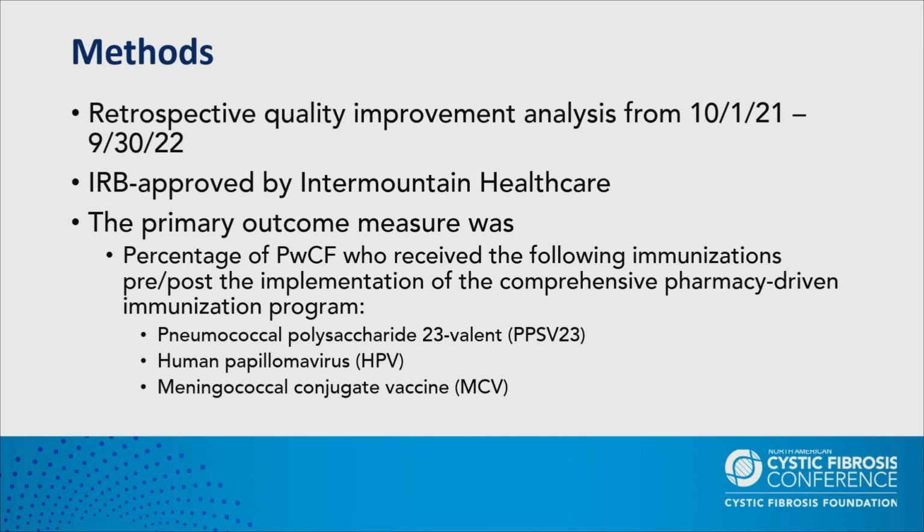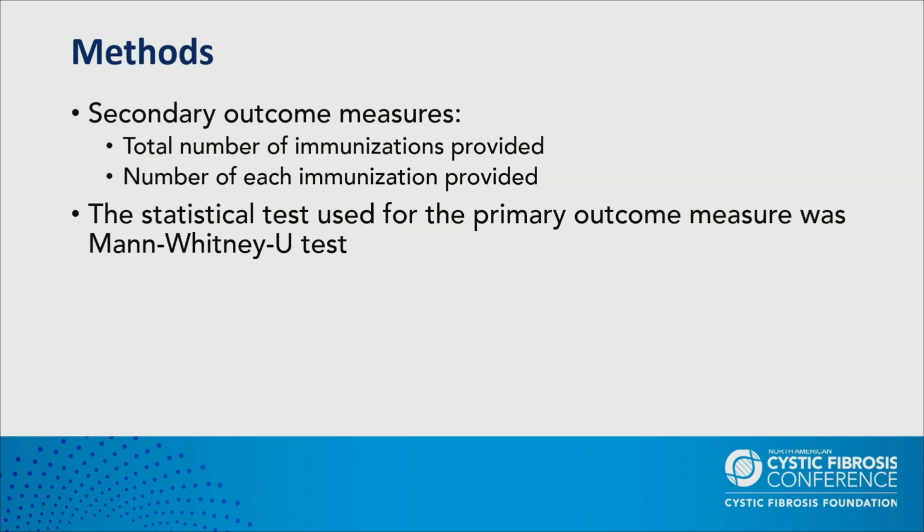The three that we really wanted to look at were the PPSV23, HPV, as well as the MCV, or meningitis vaccine. Those were our three big ones, because we noticed that in our population, those were the numbers that were the lowest. So those were the ones that we really wanted to hit when we started this program. And then for our secondary outcomes, we wanted to look at all the immunizations that we provided and show how many we did, because we figured, if we're going to offer all of these, at least let's keep track of it. But our main focus was those three. And then we used the Mann-Whitney tests.